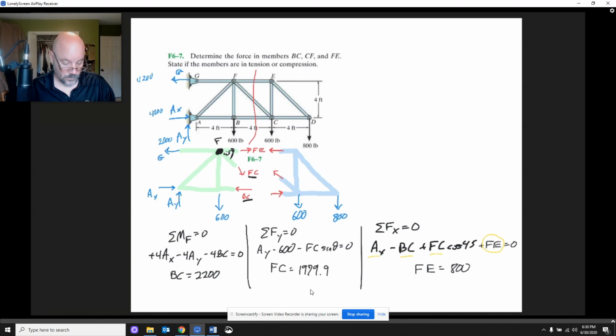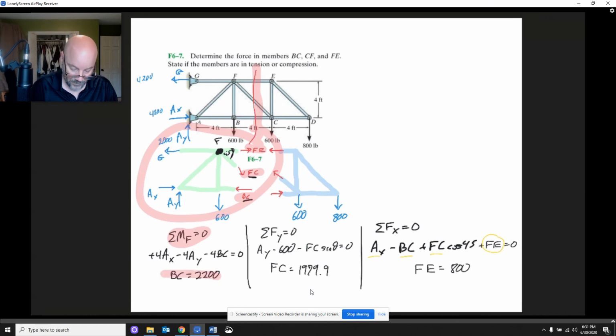Let me just get my highlighter out here. So we cut it, and we looked at this side here. And we've got our unknown forces, FE, FC, BC, like so. And by putting our moment at F, we eliminated all of the unknown forces except for BC. And so BC popped right out. Then we looked at the vertical aspect of the forces acting on our part, and then we looked at the horizontal aspect of the forces acting on our part, and everything popped back in.